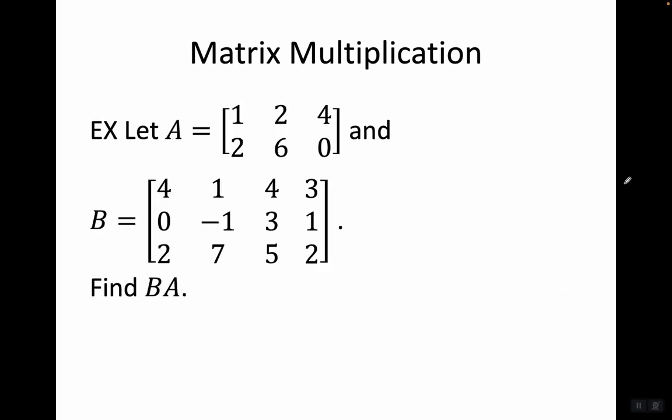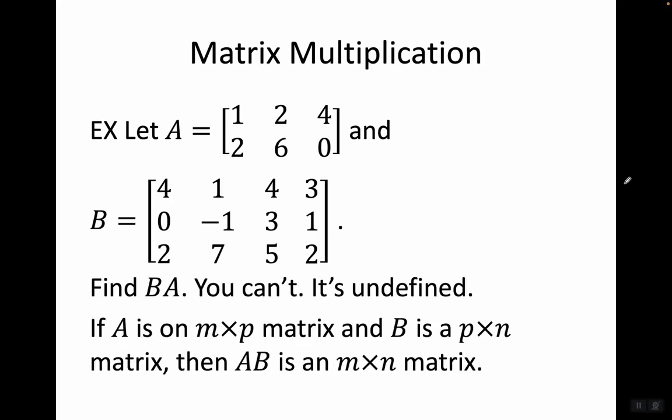Let A equal [1, 2, 4; 2, 6, 0]. B equals the same matrix. Find BA. Oh, you can't. It's undefined, because how would that work? You just can't do that, because it would be this row times this column. Oh yeah, you can't do that. That's not going to work out.